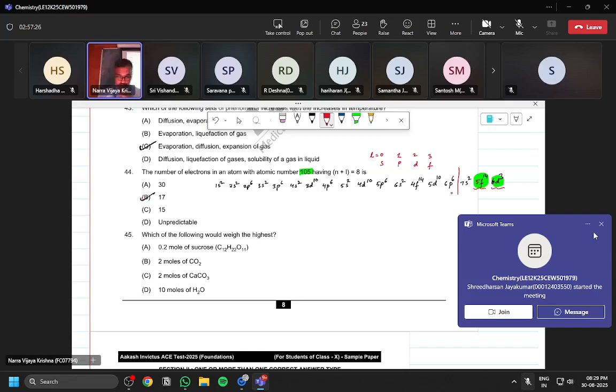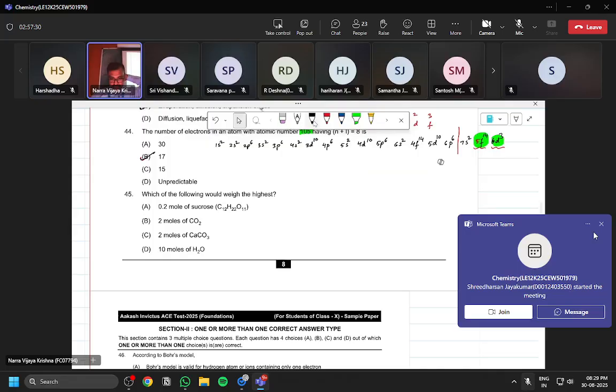Next. Which of the following would have highest weight? 2 moles of CaCO3, weight is 200. 10 moles of H2O, 180. 2 moles of carbon dioxide, 88. 0.2 moles of sucrose, 342 into 0.2, 34.2 into 2, 68.4. Correct? Next one.